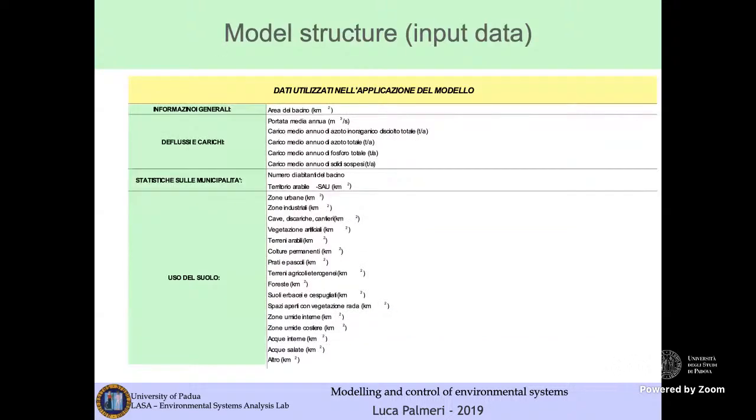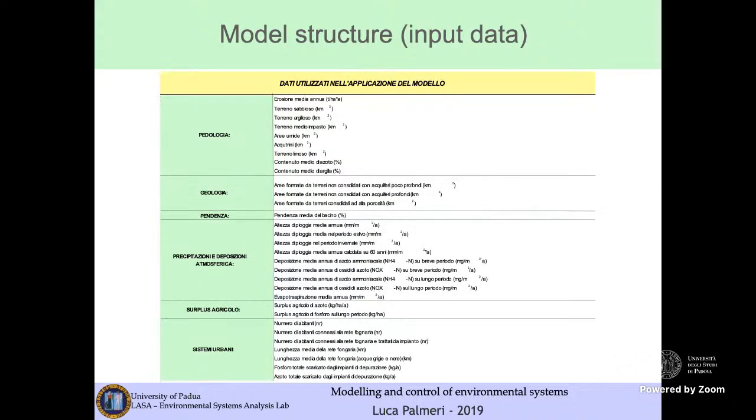We said that the model structure is built up based on an input data spreadsheet in which we include general information, information concerning flows and loads, so discharges and loads, information concerning municipalities, meaning number of inhabitants and surface of arable land, and information concerning land use, the soil type, or pedology in Italian, and geology, that is what we are expecting to find immediately beneath the surface of land. Then we include some chorographical information like the slope, and some atmospheric information like precipitation, atmospheric deposition, and so on.